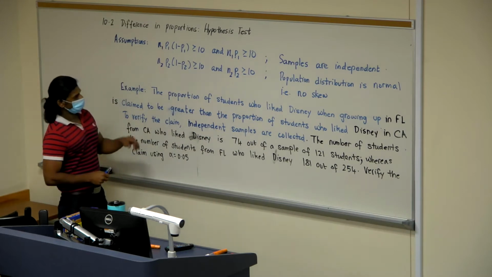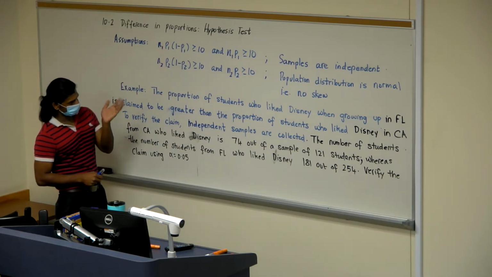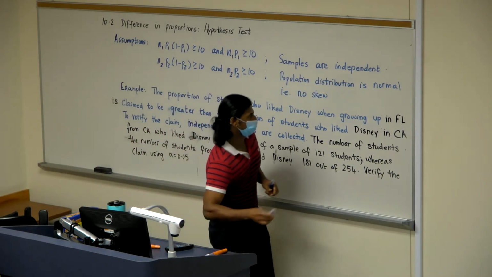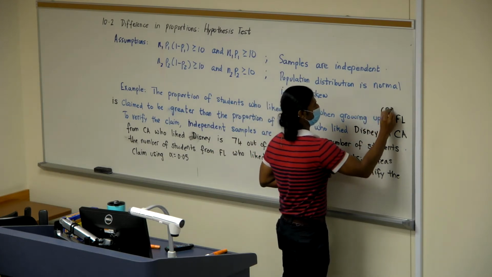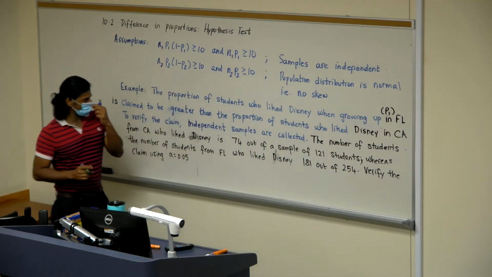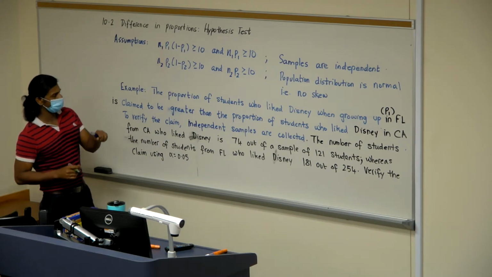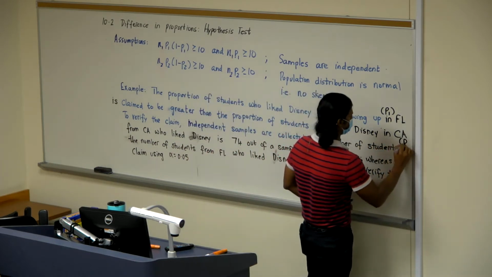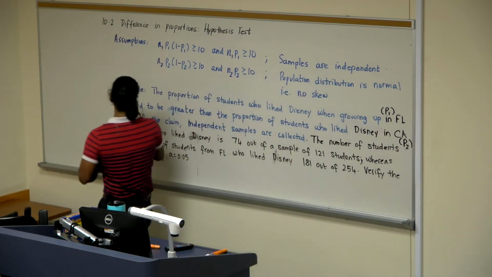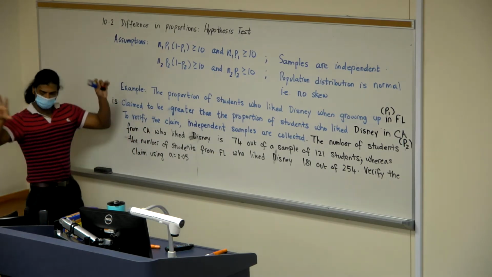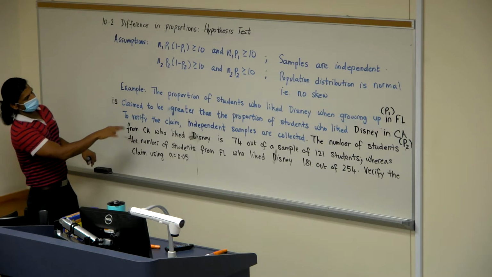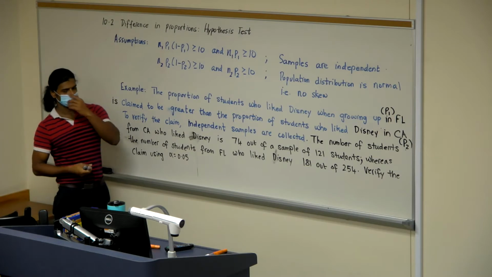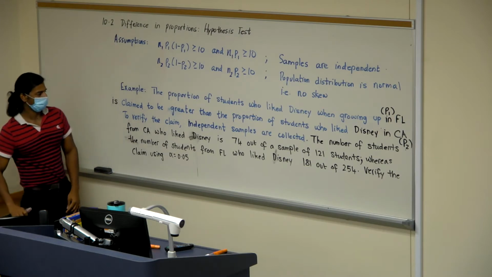So, the proportion of students who like Disney when growing up in Florida, I'll call that P1. It's claimed to be greater than the proportion of students who like Disney while growing up in California, I'll call that P2. To verify that claim, we collect two independent samples, and the assumption should hold up. Even if it doesn't, for the sake of the problem, I'm going to assume that it holds up.